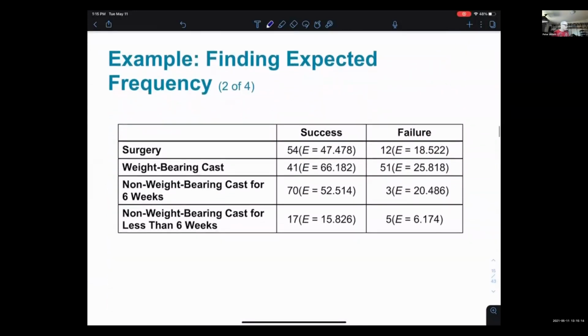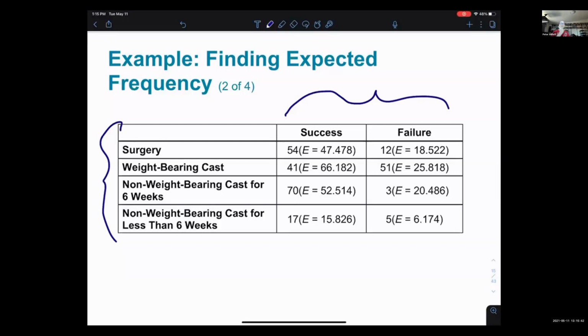So in this table, here are the different treatments: surgery, weight-bearing cast, non-weight-bearing cast for 6 weeks, non-weight-bearing cast for less than 6 weeks. So these were the methods of treatment used to help somebody who had a broken bone in their foot. And in the other columns, the columns define whether there was success or not. The rows define type of treatment, and the columns define success or not.